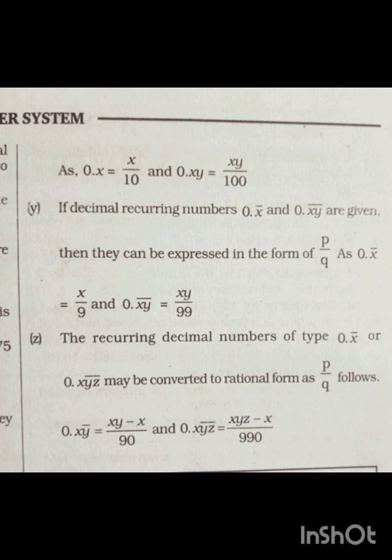The recurring decimal numbers of type 0.xy bar or 0.xyz bar may be converted to rational form p by q as follows. 0.x y bar is equal to xy minus x divided by 90, and 0.xyz bar is equal to xyz minus x divided by 990. Thank you.